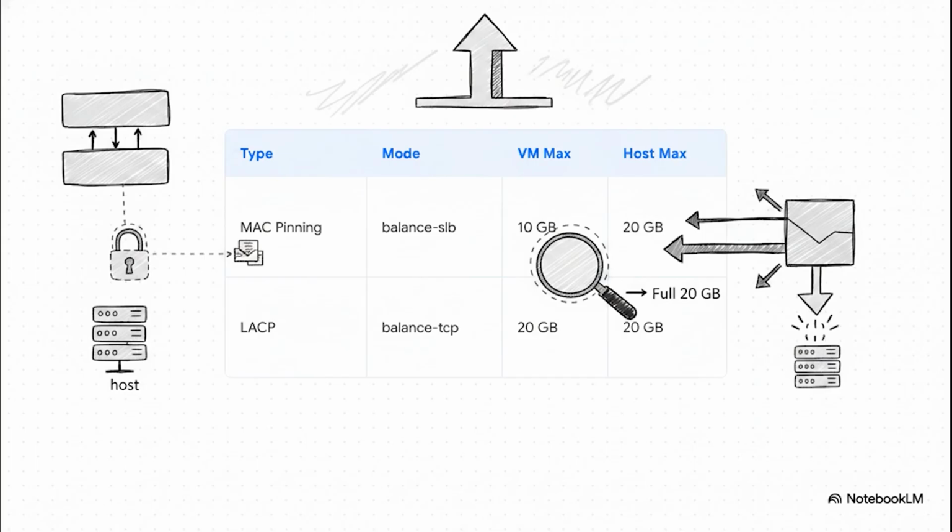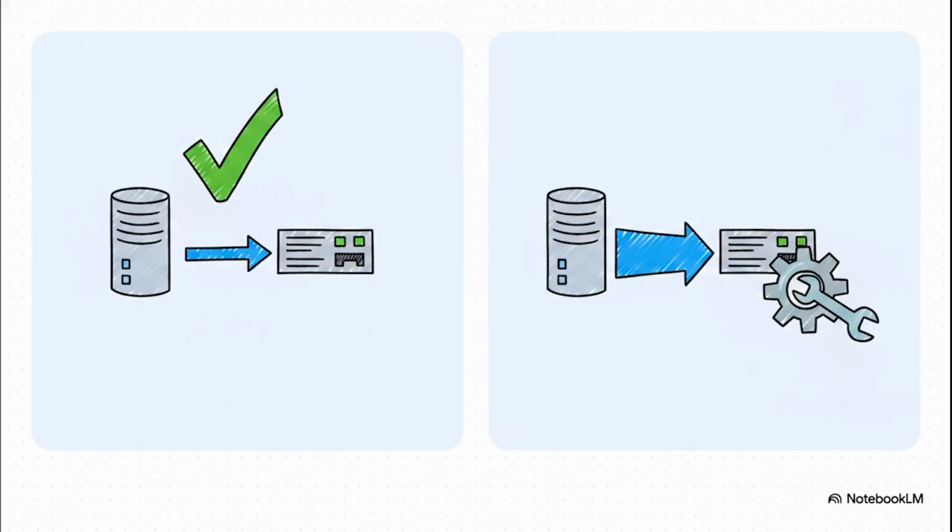Only balance-tcp lets a single VM NIC burst up to that full 20 gigs. Balance-slb permanently pins each VM's MAC address to one physical adapter, meaning any single VM is strictly capped at 10 gigs. If you take just one thing away from this comparison for your exam, it's the physical switch requirement.